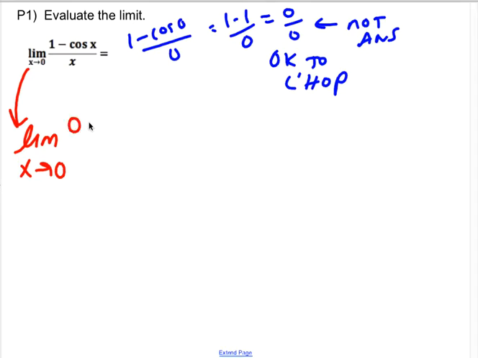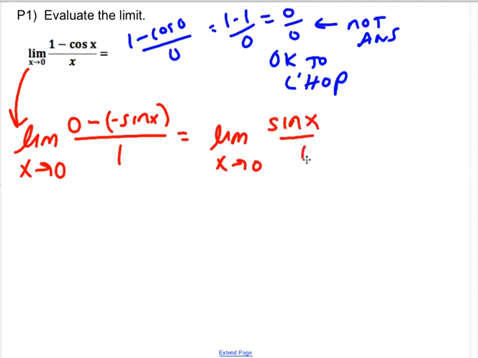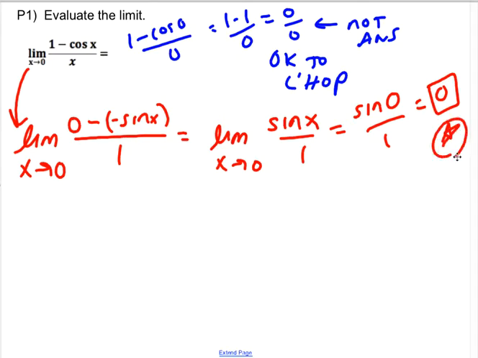The derivative of a negative cosine x is going to be a negative of a negative sine x on top of a 1. So if I clean that up, I'm not differentiating again. It's just really ugly, and so I'm going to make it look nicer. That's a sine x on top of a 1. So now when I plug in, I get sine of 0 over 1. Well, that's definitely a 0. And 0 is a determinate form, so it's not an indeterminate form, and that's my answer.